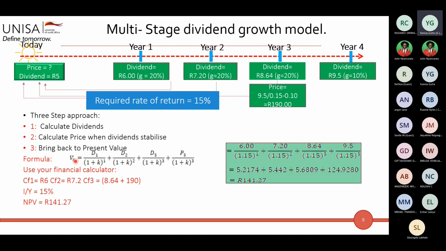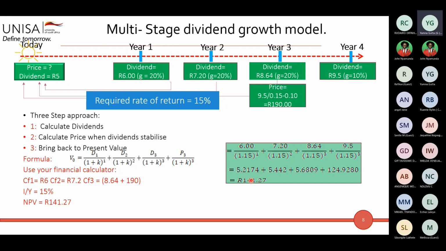So here, where I've written down the formula, I forgot to change the 9 Rand 50. It's supposed to be 190. But here the answer is correct, 124.92.